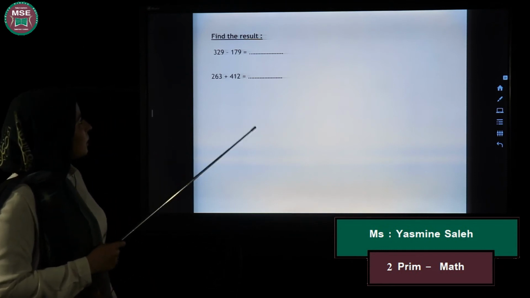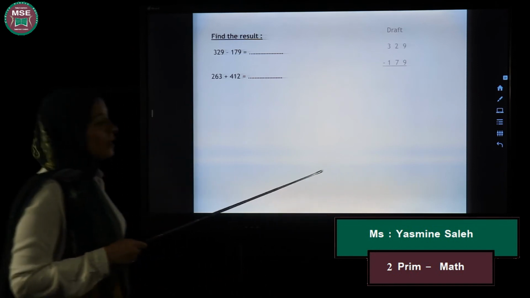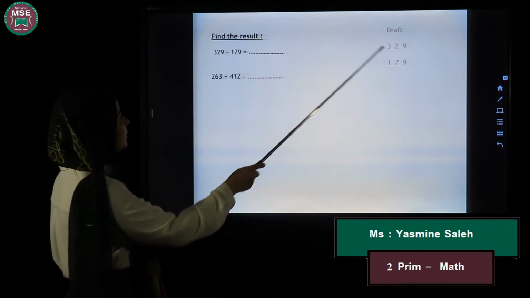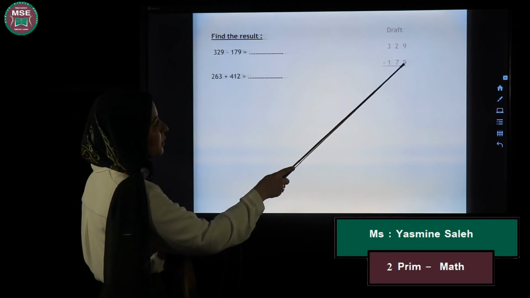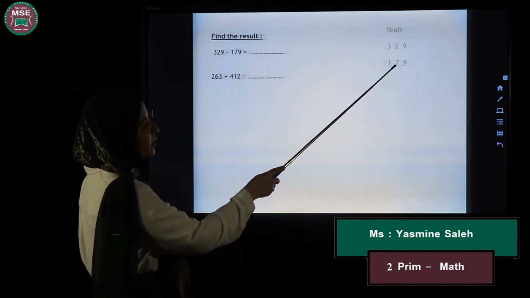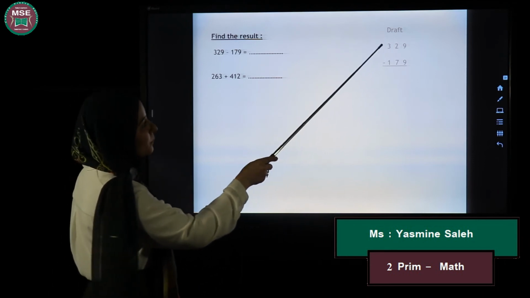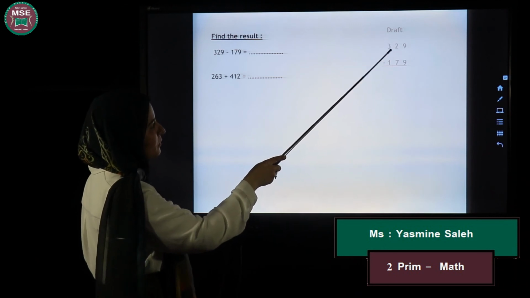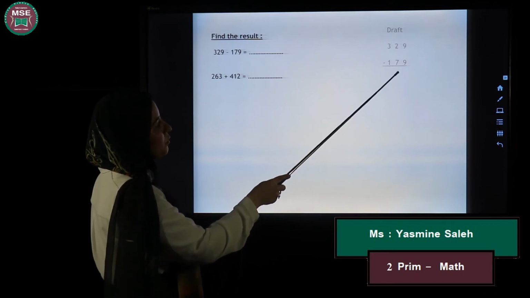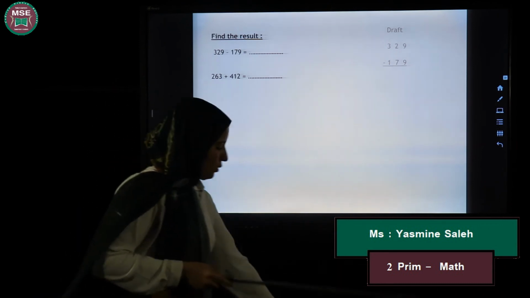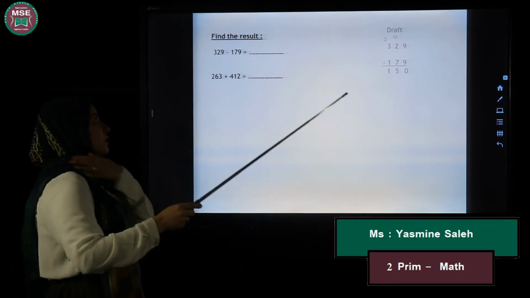Okay. Here we will try to subtract 3-digit numbers. Okay, I have to make my draft. I have 329 minus 179. I have to start by the unit. My unit is 9 minus 9 will be 0. 2 minus 7, I cannot subtract 2 minus 7. The 2 has to take 1 from its neighbor. Okay, it will take 1 from the 3. So the 2 will be 12 and the 3 will be 2. 12 minus 7 will be 5 and 2 minus 1 will be 1. So my answer is 150.